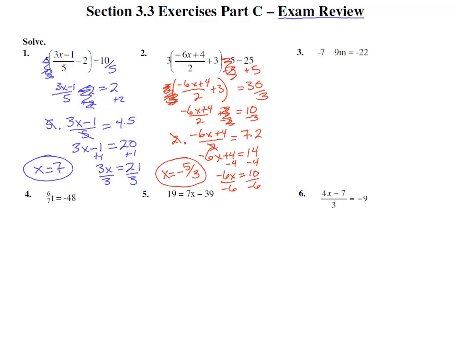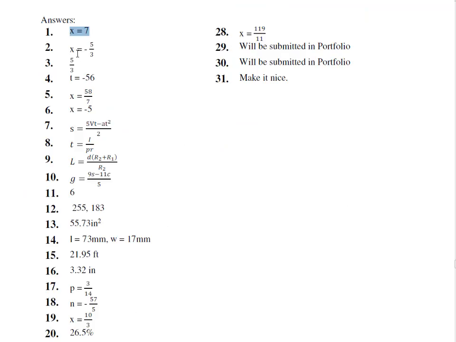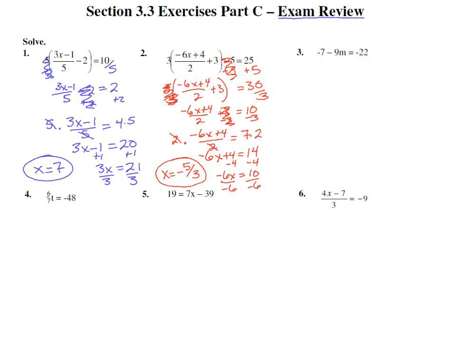All right, let's check our answer on that. x equals a negative 5/3. Good. Number 3, a much shorter problem here. There's the m, it's timesing the negative 9, and then there's a negative 7. Let's do the opposite. Add 7, and we get negative 9m equals negative 22 plus 7 is a negative 15.